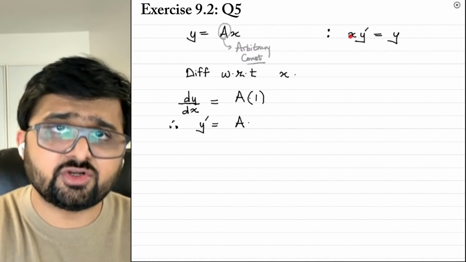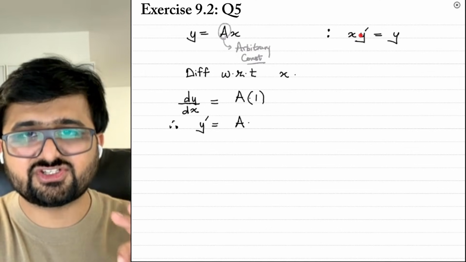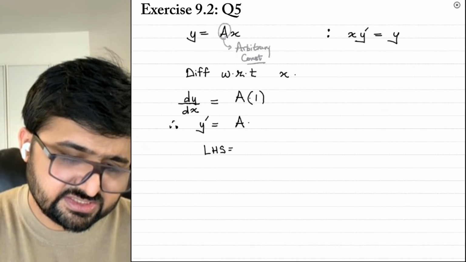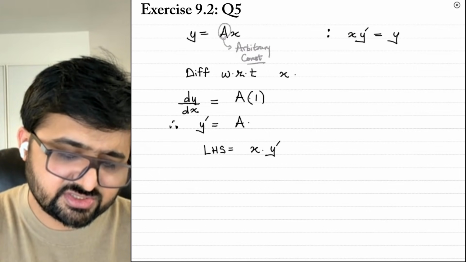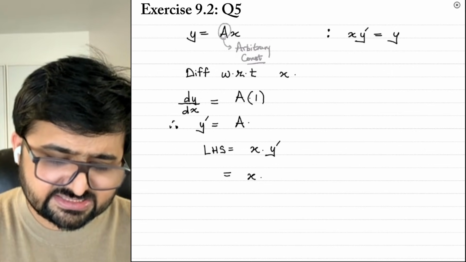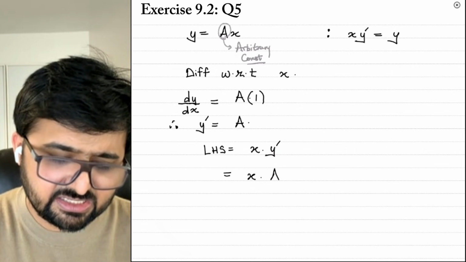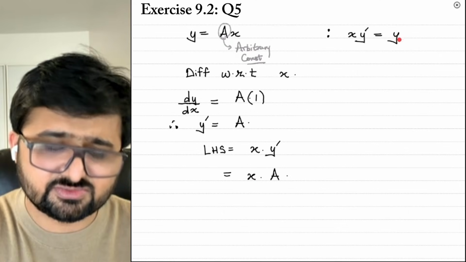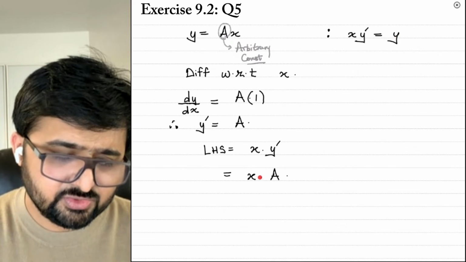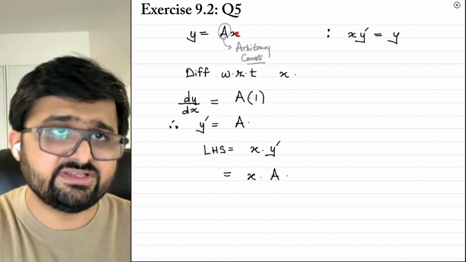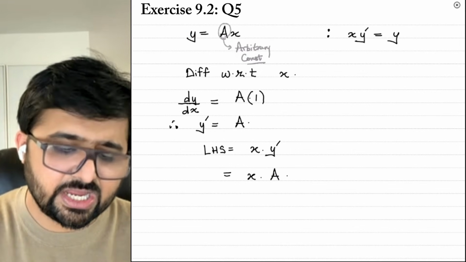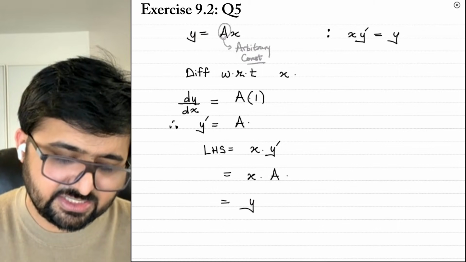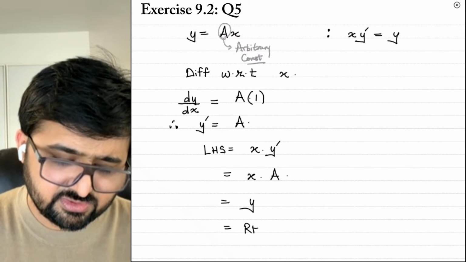Okay. Now, in order to prove that this differential equation is true, we can start with your LHS. In this case, the LHS is x times y dash. Now, x times y dash is nothing but a. So we get x times a. But we need to say that there is y here. In the RHS, we need y. Notice that x times a is a times x is nothing but y. So this x times a is nothing but y. So we can say this is equal to y, and that is equal to RHS.